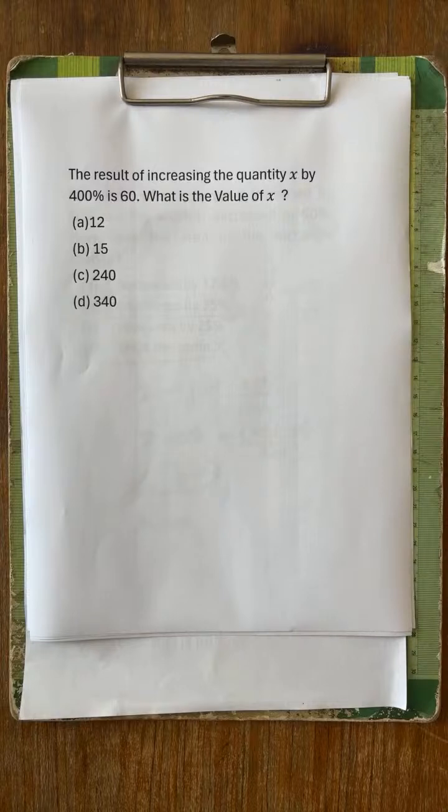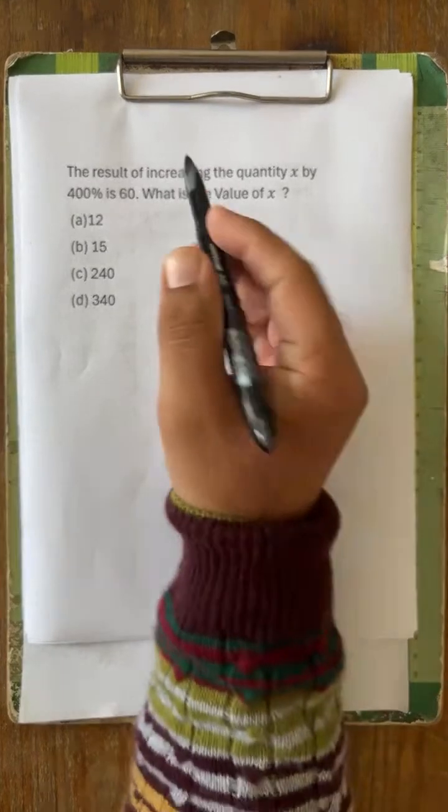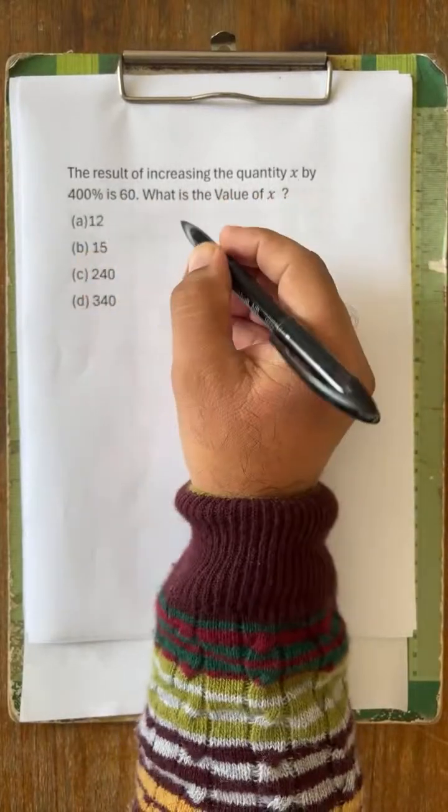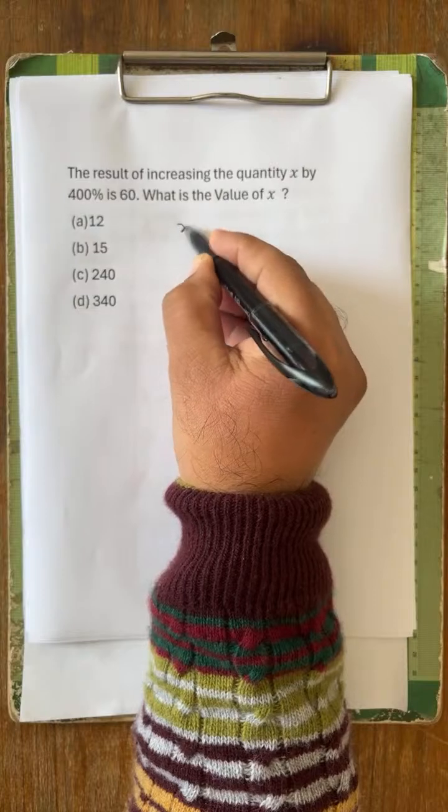Now the result of increasing a quantity x by 400% is 60. What is the value of x? Hope you have solved. Now let us increase the quantity by 400%.